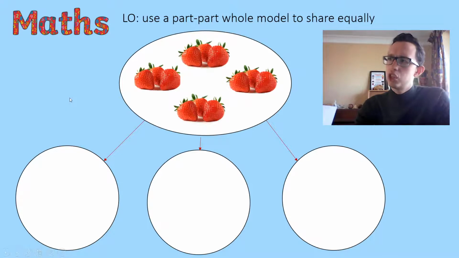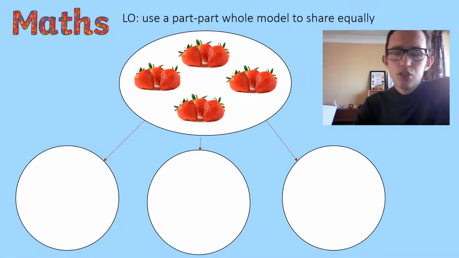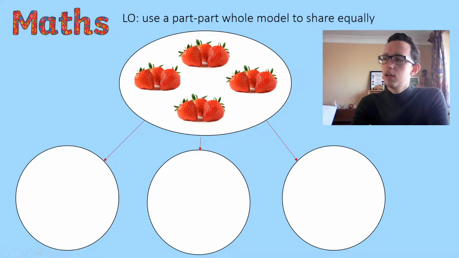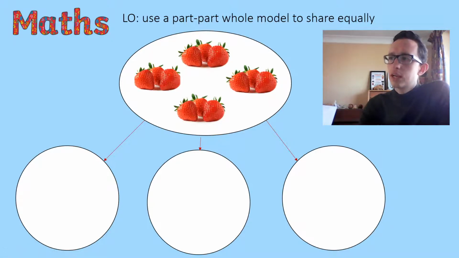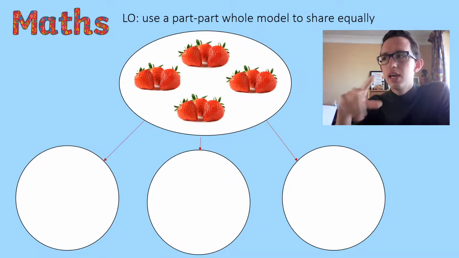And this time I've changed my 12 into objects. And those objects are strawberries. So let me just check. I've got 1, 2, 3, 4, 5, 6, 7, 8, 9, 10, 11, 12 strawberries there, 12 objects to share equally into the parts. Now, I'm going to share them out. Maybe you could pause the video if you have 12 of something that you could share out into 3 equal parts. Now would be a good time to do that.